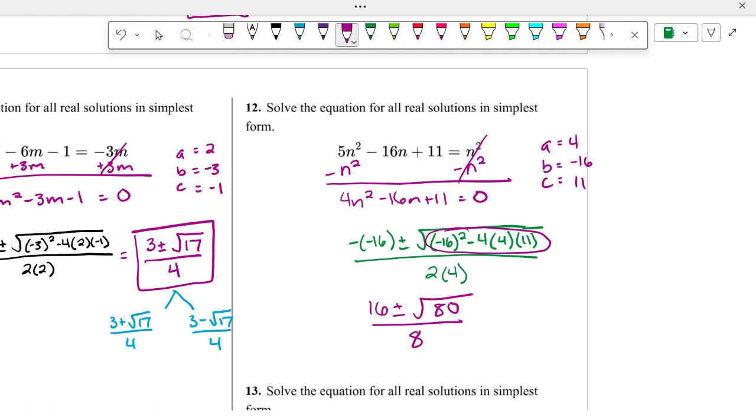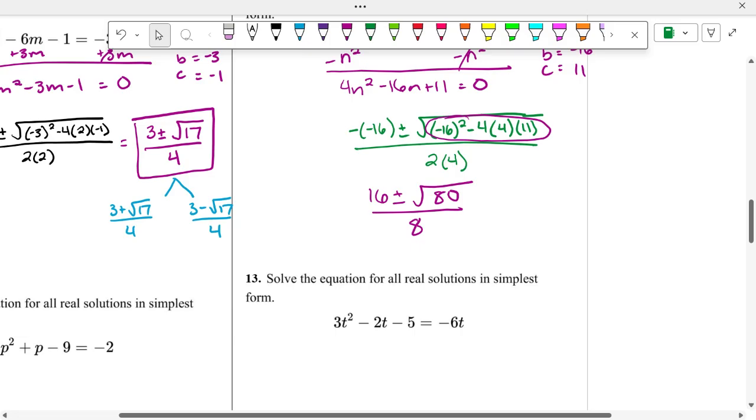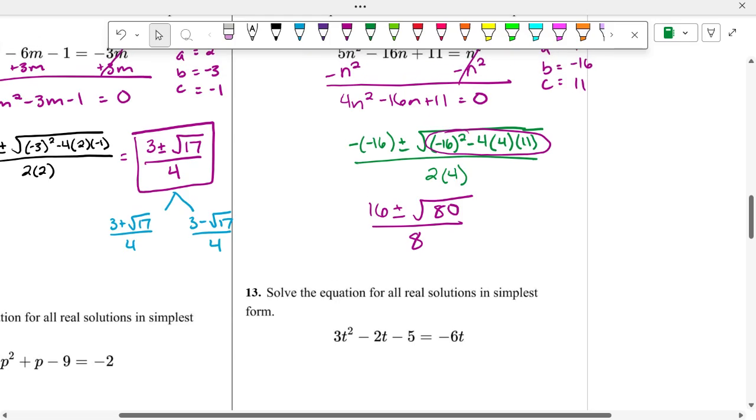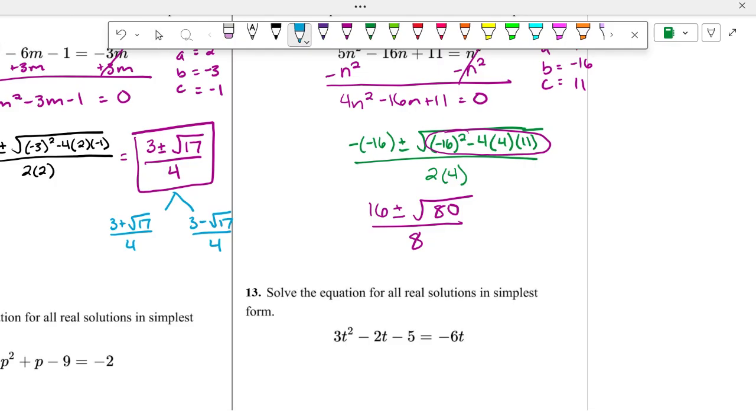Now, this is one where we've got to do a little bit of grunt work. So 80. Do you think that if I find factors of 80, I'm going to find a perfect square in there somewhere? What do you think? Yes, no, maybe? Yeah, I'm thinking yes. So off to the side, we're going to simplify the square root of 80, just like we first started the class with.